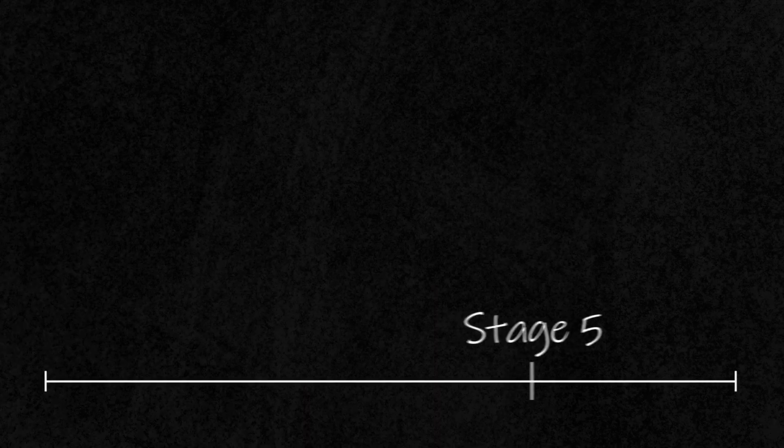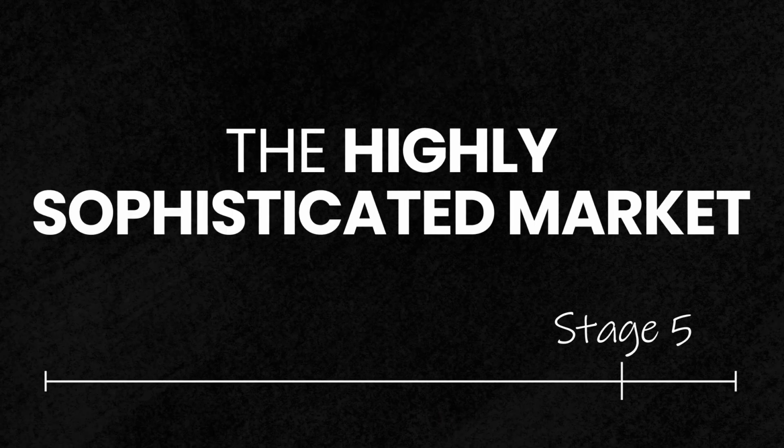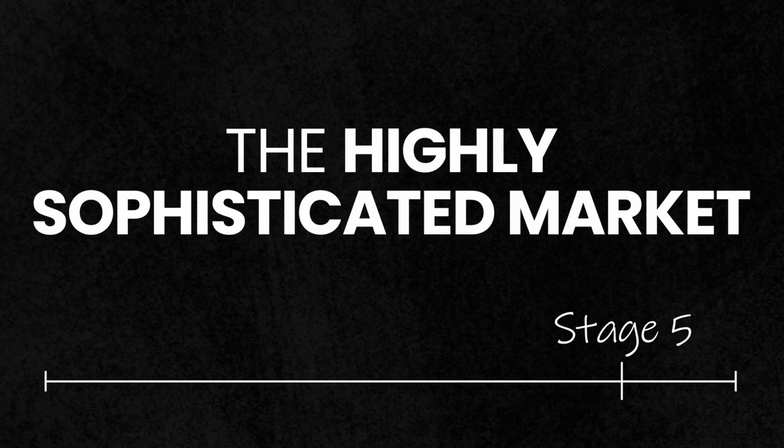Finally, let's talk about stage 5 of sophistication, which is the hardest to do, because this is what we call the highly sophisticated market. This is basically when the market is dead to all claims that you could bring to the marketplace to try to sell them, because they've heard all of it. So as a business and a marketer, this is when you need to break the mold and get really outside of the box when it comes to your marketing and how you're positioning your product or service to them.